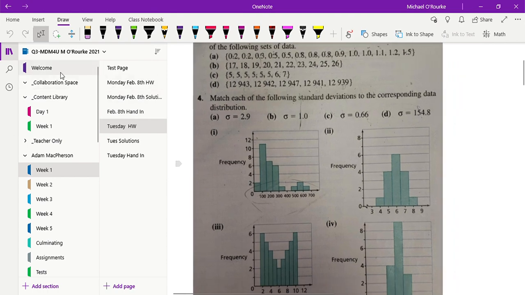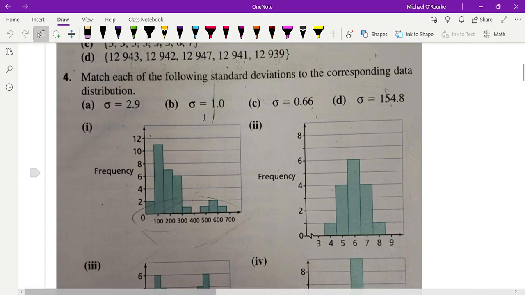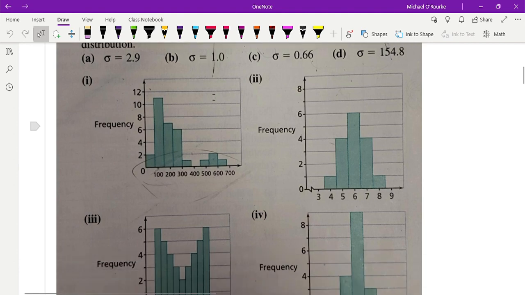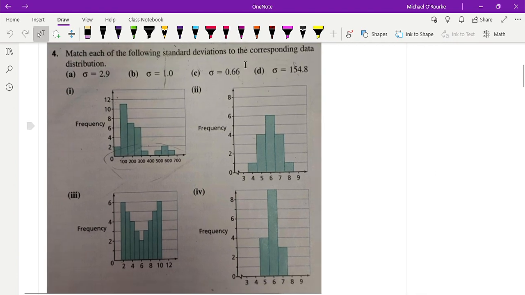Then here, we'll take a look at this real quick. Remember what it says: the lower the standard deviation, the more packed in your data is going to be. So which one of these graphs, let's start with the widest, would probably have the widest standard deviation, the most variance of the data? 1, 2, 3, or 4?